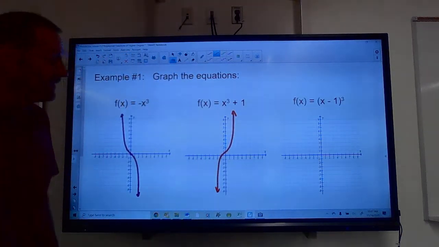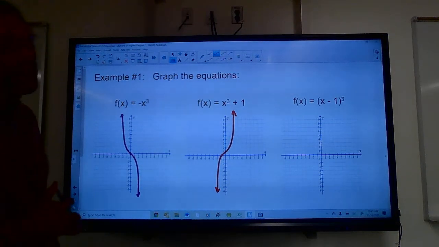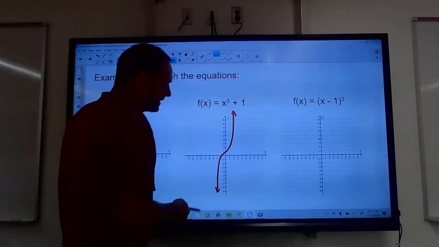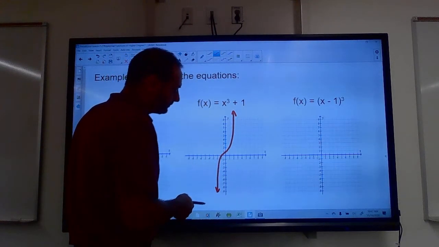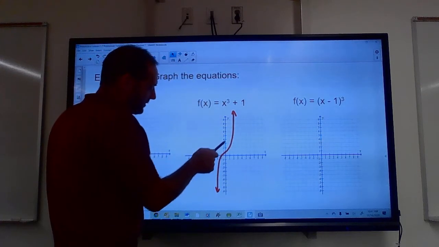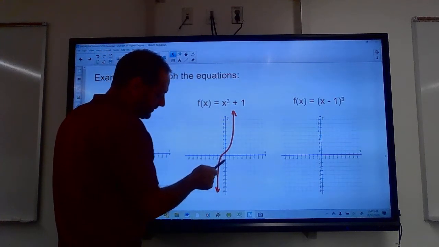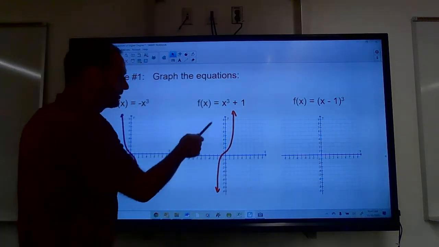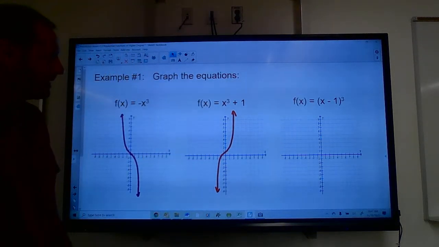Now, this function is neither odd nor even, because if I rotate this thing 180 degrees, I do not get the same function. This point ends up down here. So it's not odd, and it's certainly not even because it doesn't reflect over the y-axis.